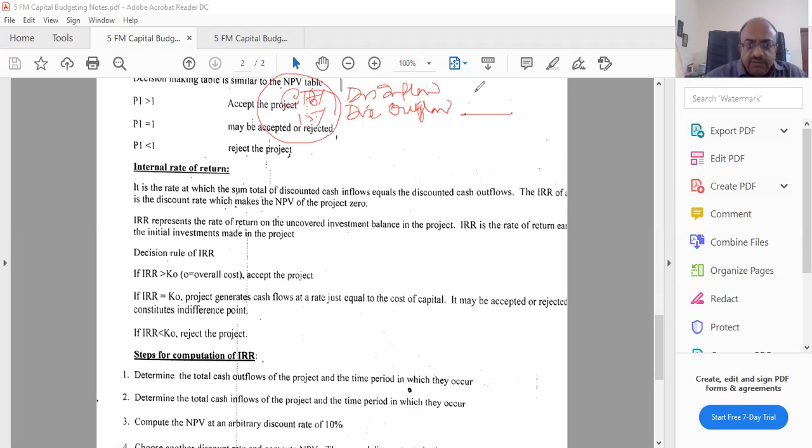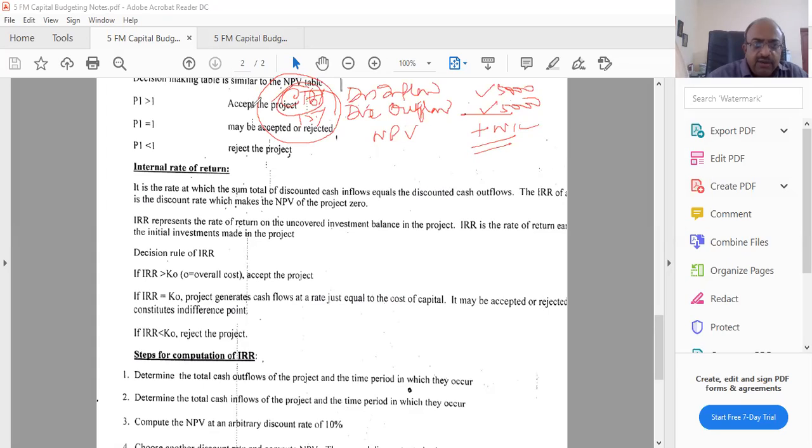Depending on that, if the inflow is more than the outflow, there is NPV positive. Then you go for the project. Now here it's a little different. Here they're saying that they want you to find that particular rate of cost of capital at which this is equal to this. That means this is 5,000, and this is also 5,000. Therefore, NPV is how much? NPV is nil.